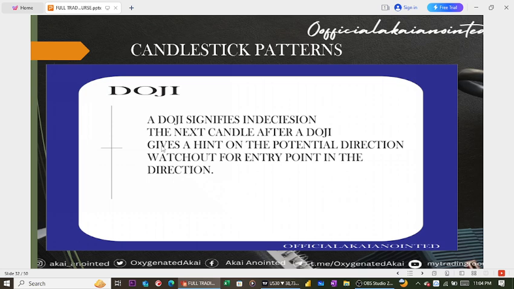That is, the next candle after a doji gives a hint on the potential direction. So assuming that after a doji I have a bullish candlestick in a bearish trend, it means that I'm going to be having a bullish momentum soon. If I have a bearish candle after a doji in a bullish trend, it means that I'll be having a bearish momentum soon.